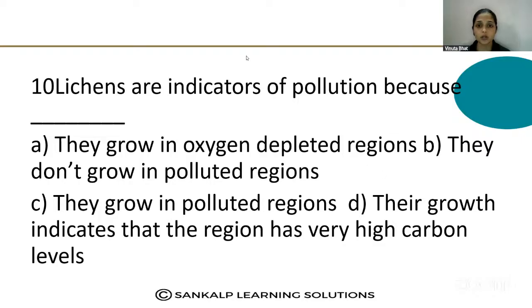Yes, here they grow in oxygen depleted regions. So this is the wrong one. They do not grow in oxygen depleted regions. They don't grow in polluted regions. Yes, that is correct. Lichens will not grow in the polluted regions. They grow in polluted regions is the wrong one. Their growth indicates that the region has very high carbon levels, but they do not grow in the polluted areas where the carbon level is high. So option D is also wrong. The correct option is the second one: they don't grow in polluted regions.